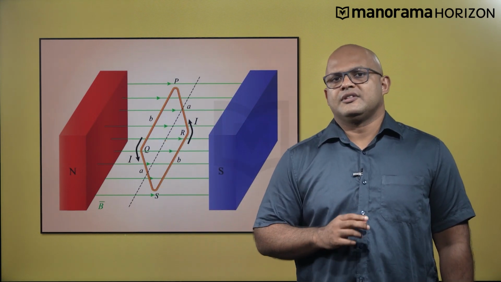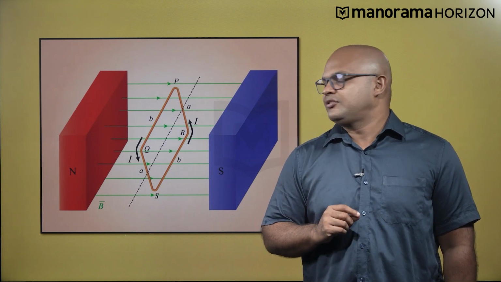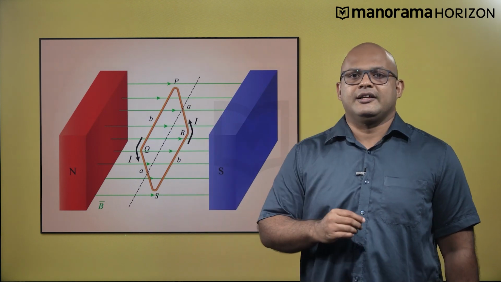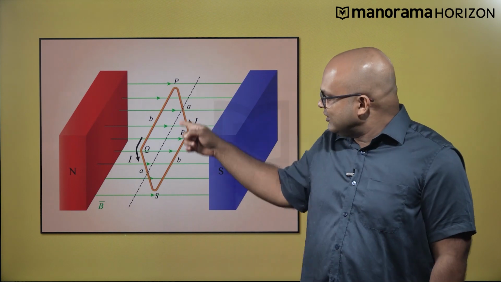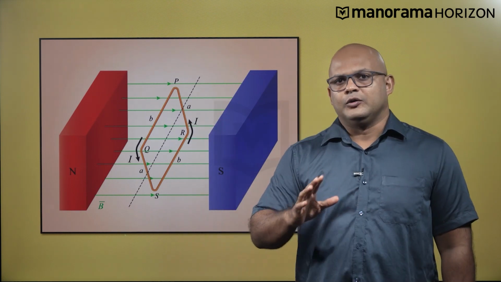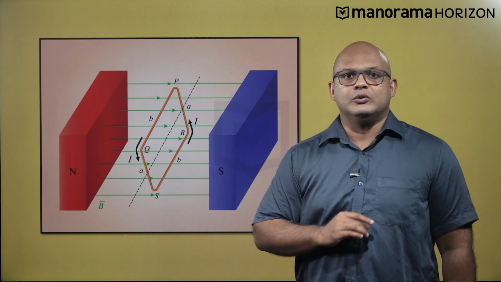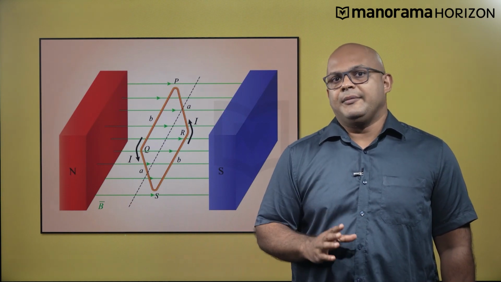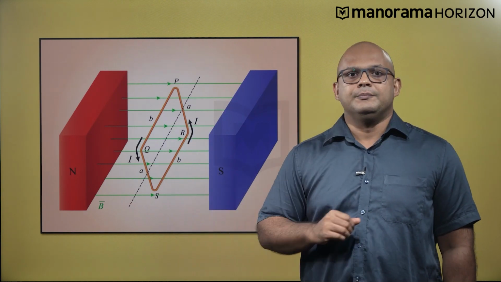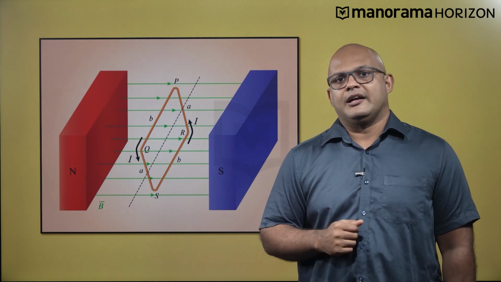To understand how this happens, let us consider first the rectangular loop PQRS that is fixed along a central axis. Now, there is a current I flowing through this loop, and it is kept in a uniform magnetic field B, which is perpendicular to the magnetic field lines.